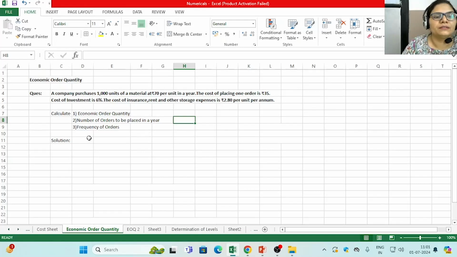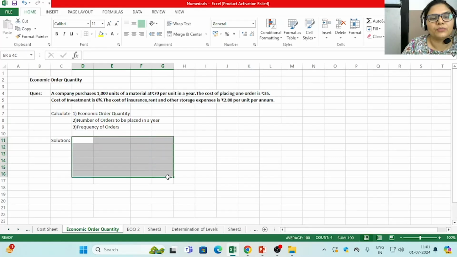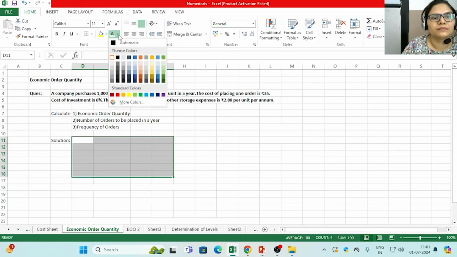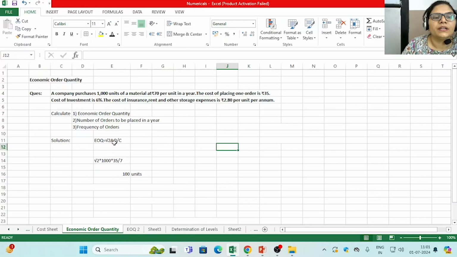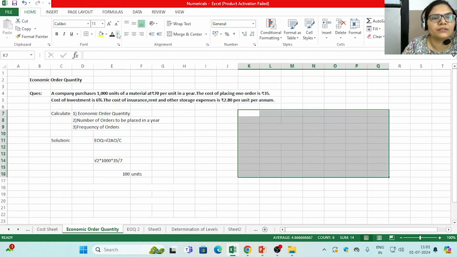For that, first of all, we will write the formula. EOQ is equal to the square root of 2 into A into O upon C. We know the annual demand, that is 1000. We know the ordering cost, 35, divided by C, the carrying cost. Now how do we calculate the carrying cost? Let us see.